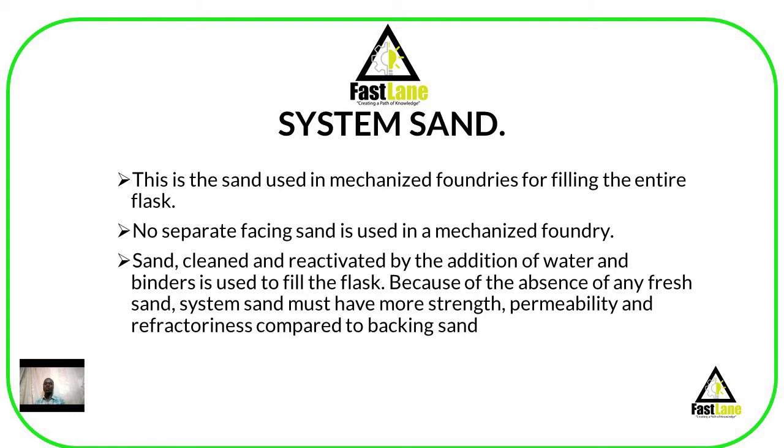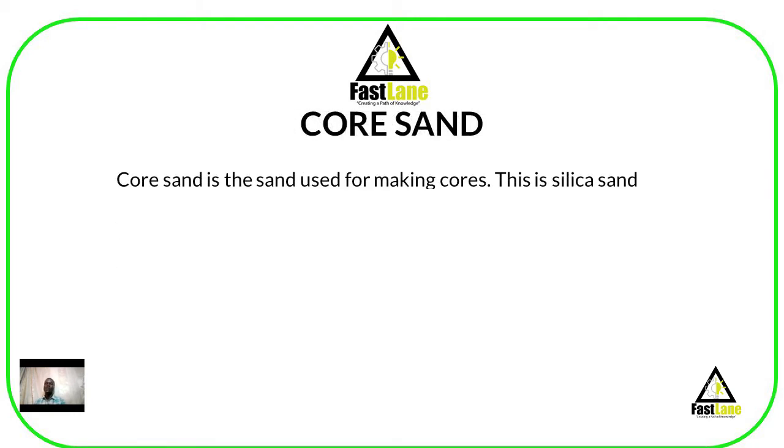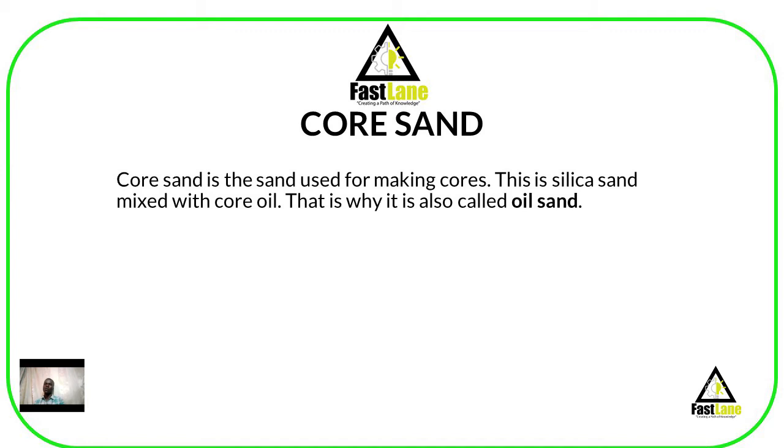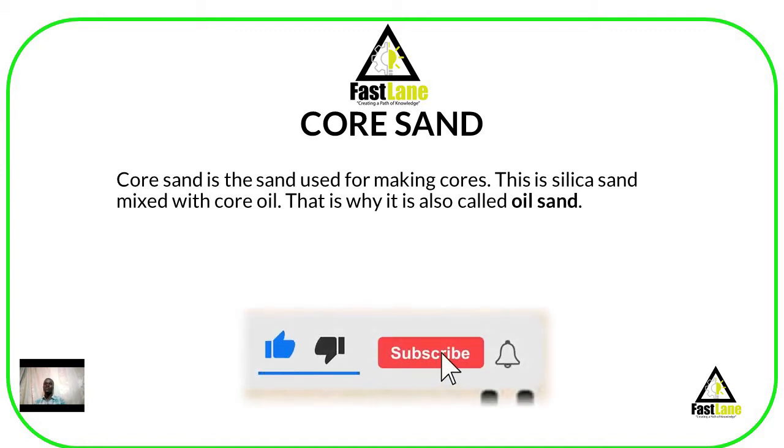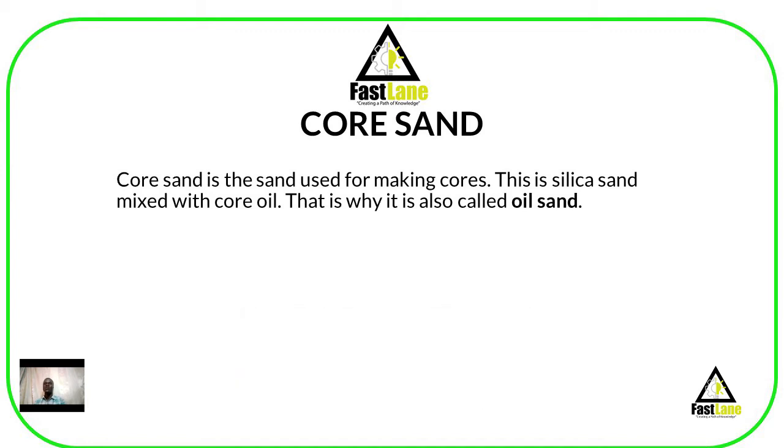Then we have what we call the core sand. The core sand is simply used for making of cores. We looked at cores and we said that cores are used for creating sections of castings that are hollow. So core sand is sand used for making cores. This is silica sand mixed with core oil. That is why it is called oil sand. It can be referred to as core sand or oil sand.